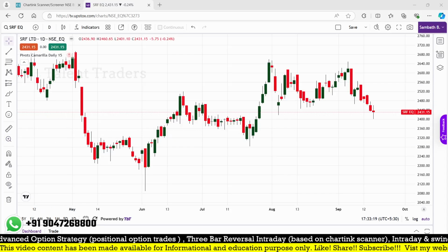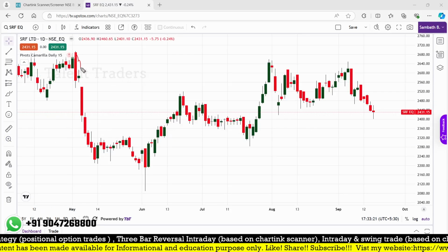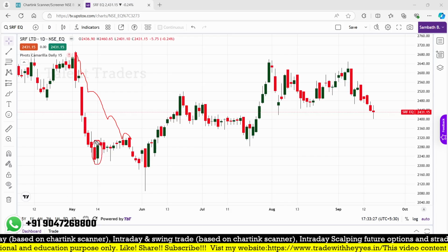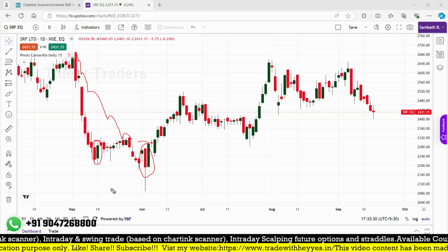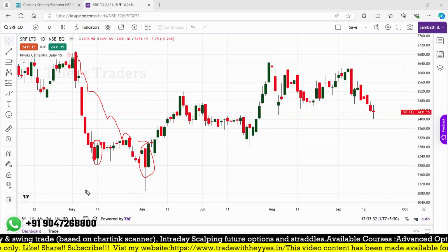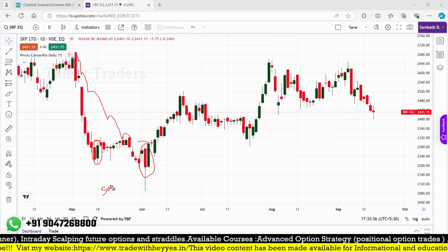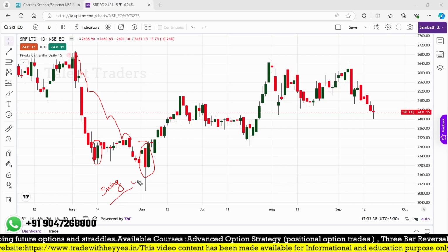For example, after a downtrend in a particular stock, we are trying to find a reversal opportunity. Maybe this has a reversal opportunity, and this could also be a reversal opportunity. So after forming a very clear downtrend, this is the swing opportunity that I'm going to find with this scanner.